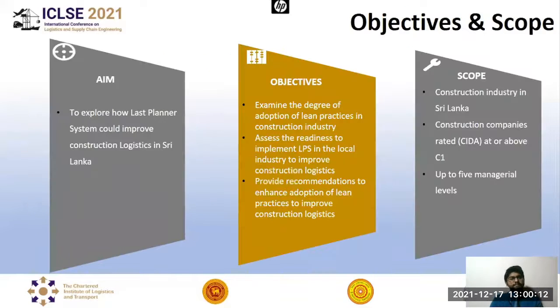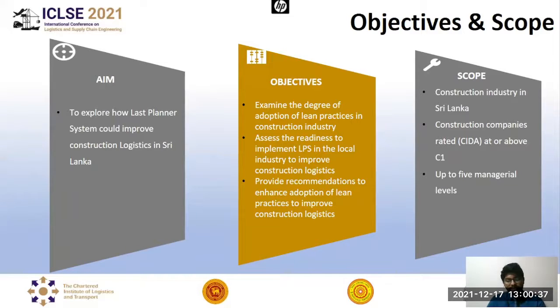So we are conducting this research to explore how the last planner system could improve construction logistics in Sri Lanka, with the objective to examine the degree of adoption of lean practices in the construction industry, to assess the readiness of implementation of the last planner system in the local construction industry to improve construction logistics, and also to provide recommendations for adoption purposes. And there are certain limitations as well.